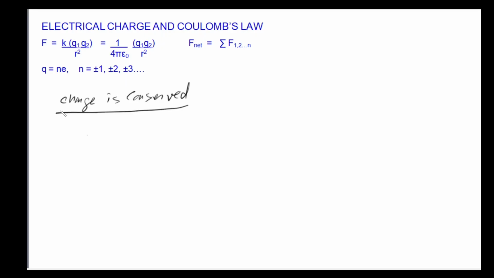I also want to point out that charge is conserved. Charge obeys a law of conservation similar to conservation of energy and momentum. Charges can be transferred but cannot be created or destroyed. So, in other words, the total of all the electric charges in a closed system remains constant. The electrons may move around, but the total charges remain the same.